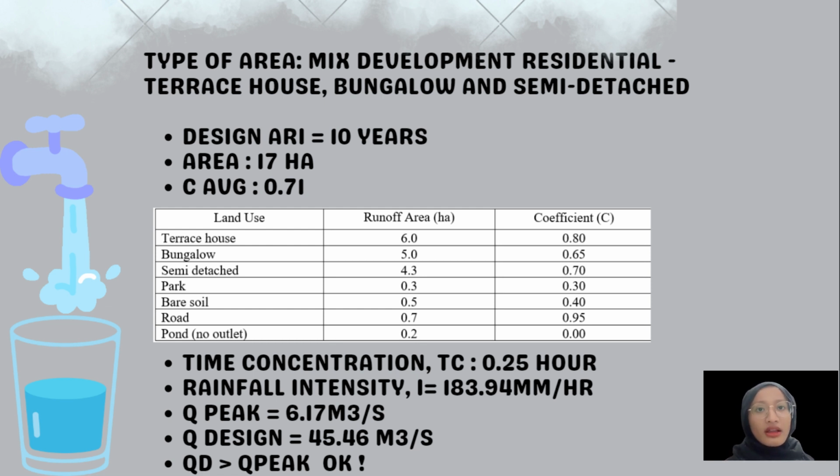Lastly, we calculate the Q design, which is QD equal to 1 over n A R to the power of 2 over 3 S to the power of 1 over 2. The answer of QD is 45.46 meter cube per second. We got QD more than Q peak, so it is okay.